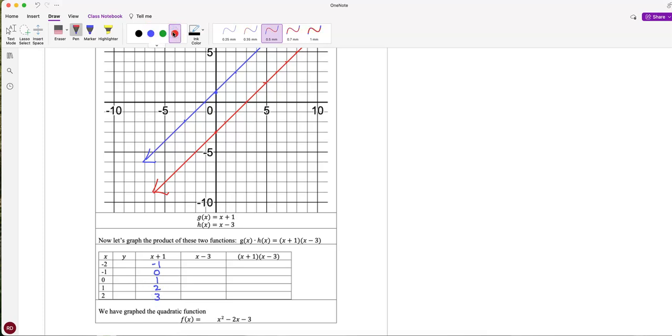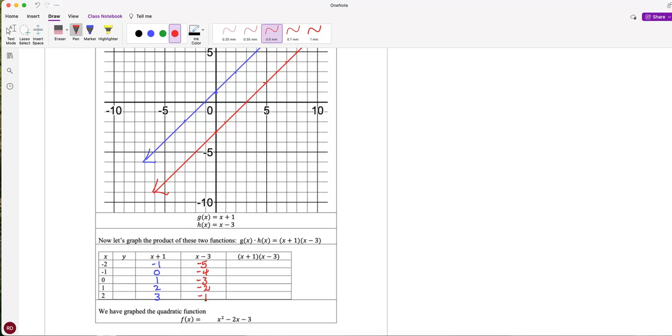In the other function, x minus 3, plug in a negative 2, and you get negative 5. Plug in a negative 1, you get negative 4. Plug in a 0, negative 3. Plug in a 1, negative 2. And plug in a 2, you get negative 1.